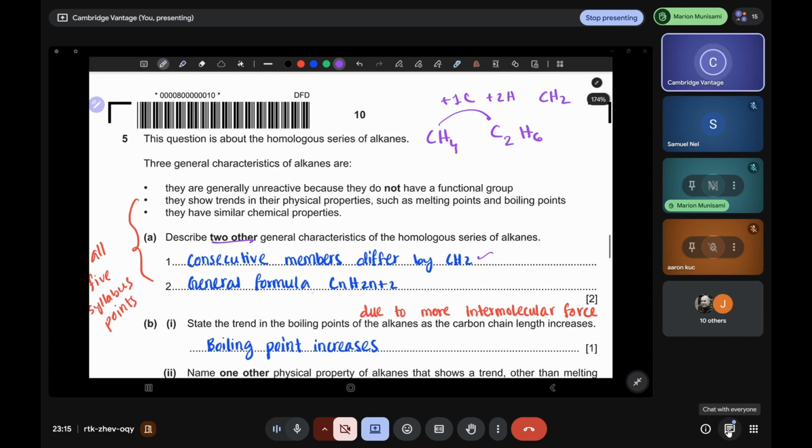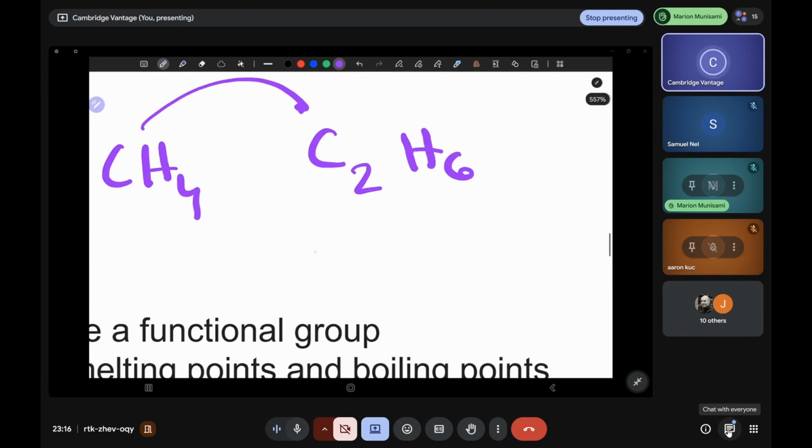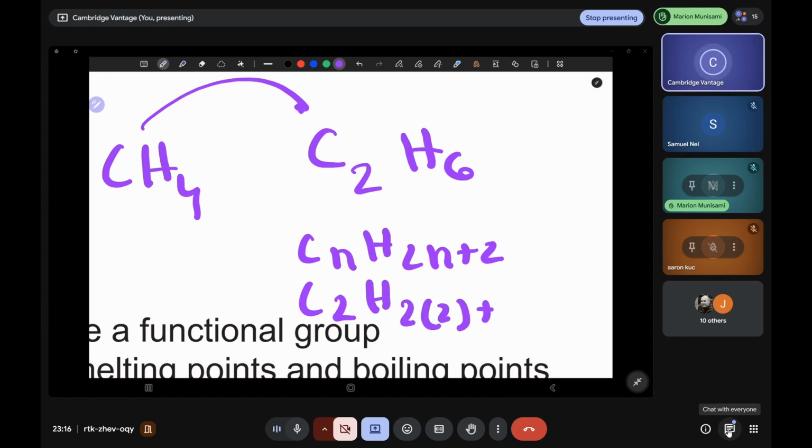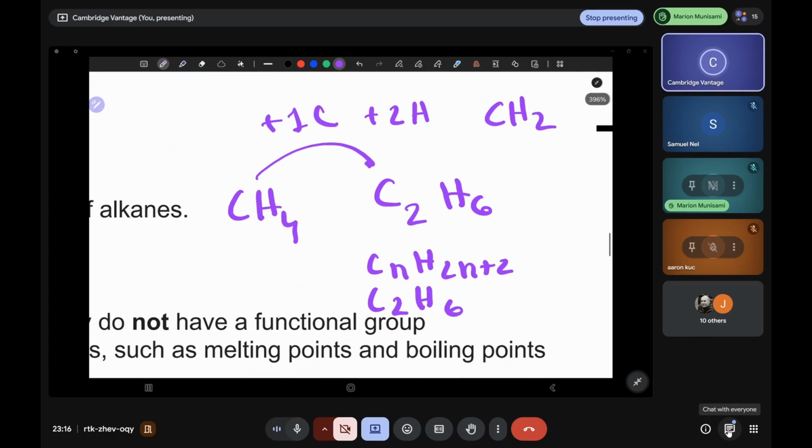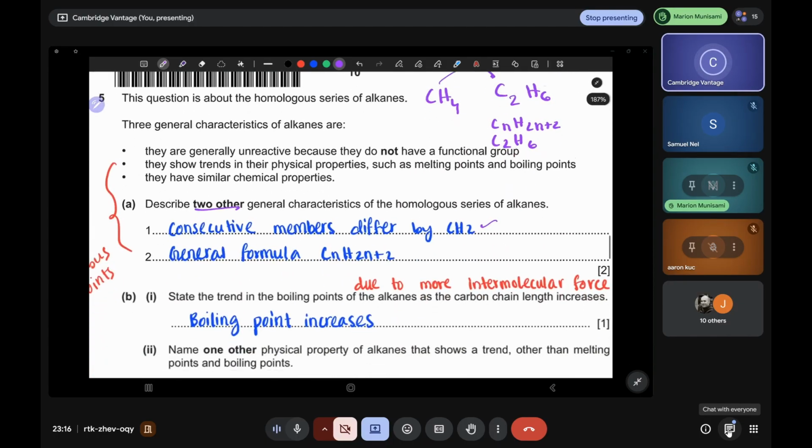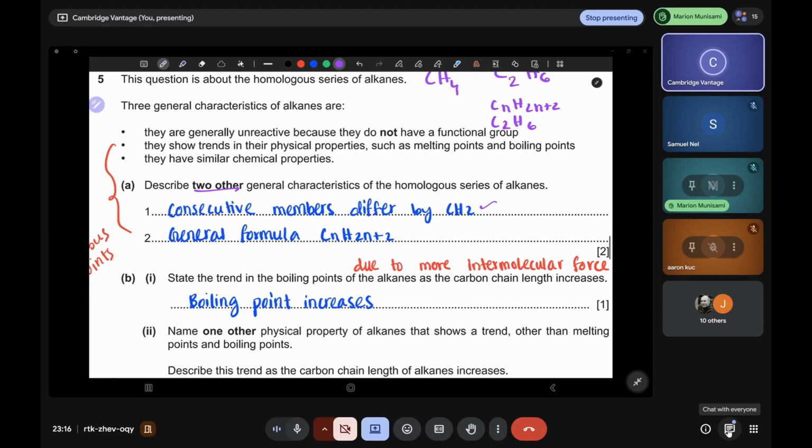And then the general formula of alkanes is CnH2n+2. That is something that you can just check from here as well. CnH2n+2. If n is equal to 2, I get C2, and then H2 times 2 plus 2. 2 times 2 is 4. 4 plus 2 is 6. So that is how the general formula is obtained. The general formula of alkane is something that you should memorize.